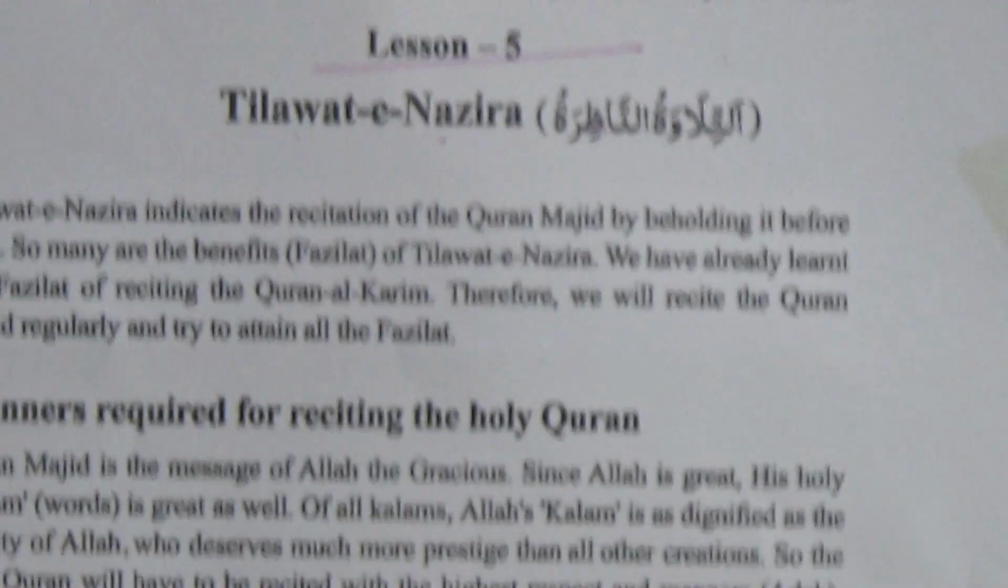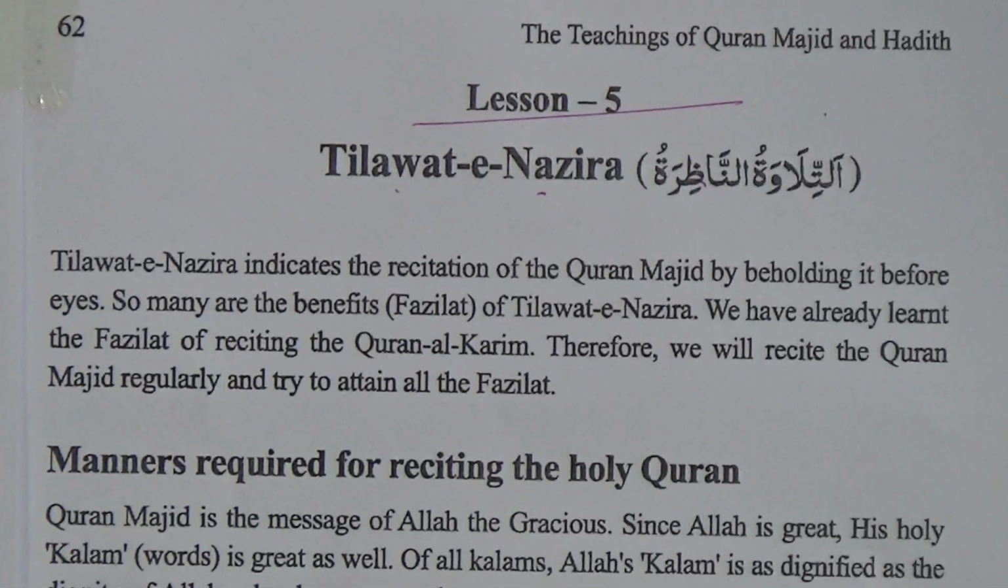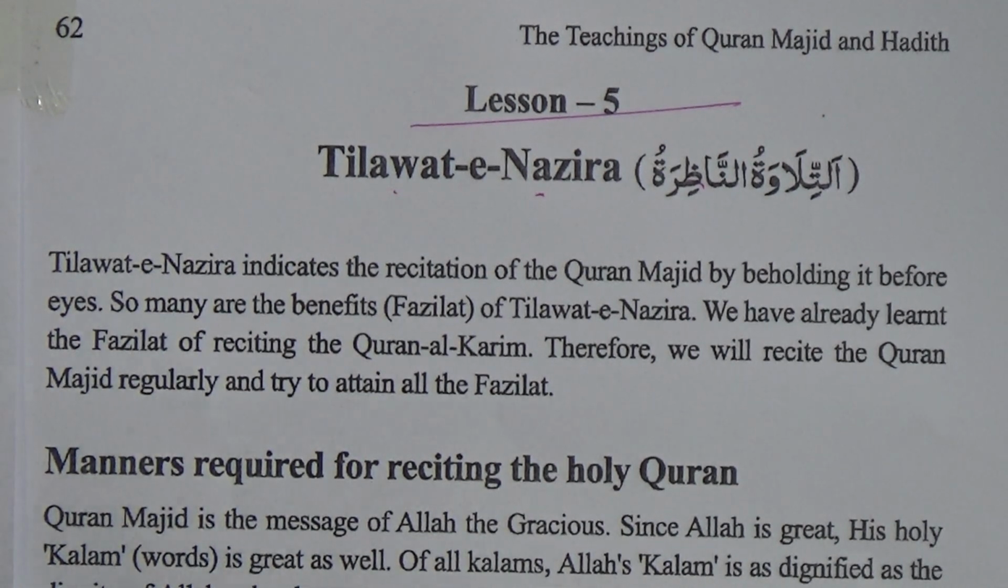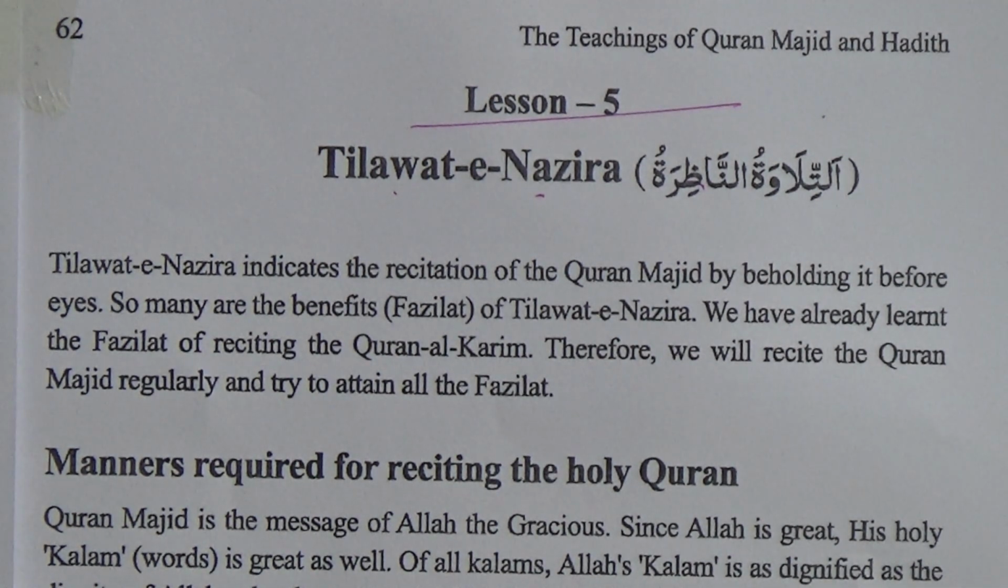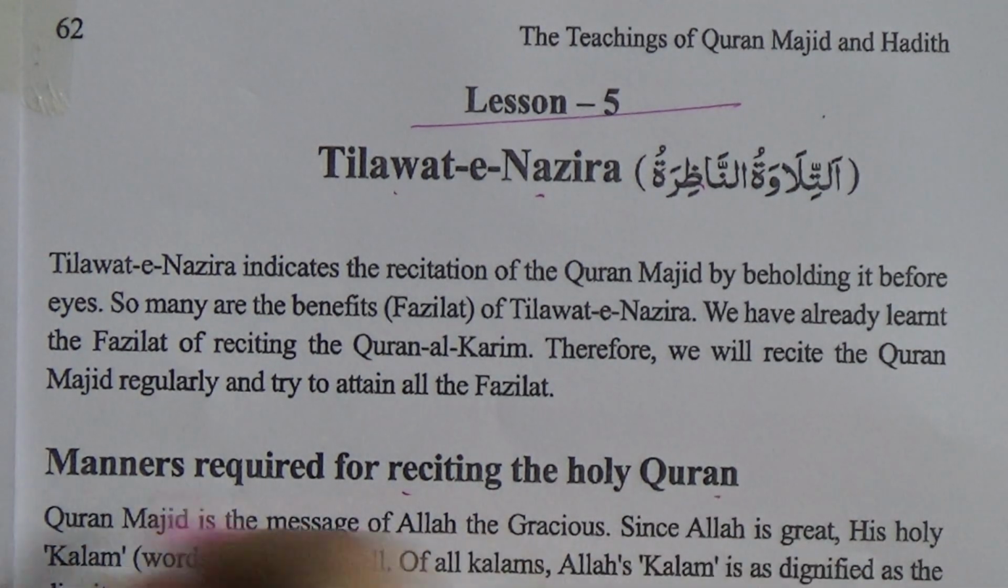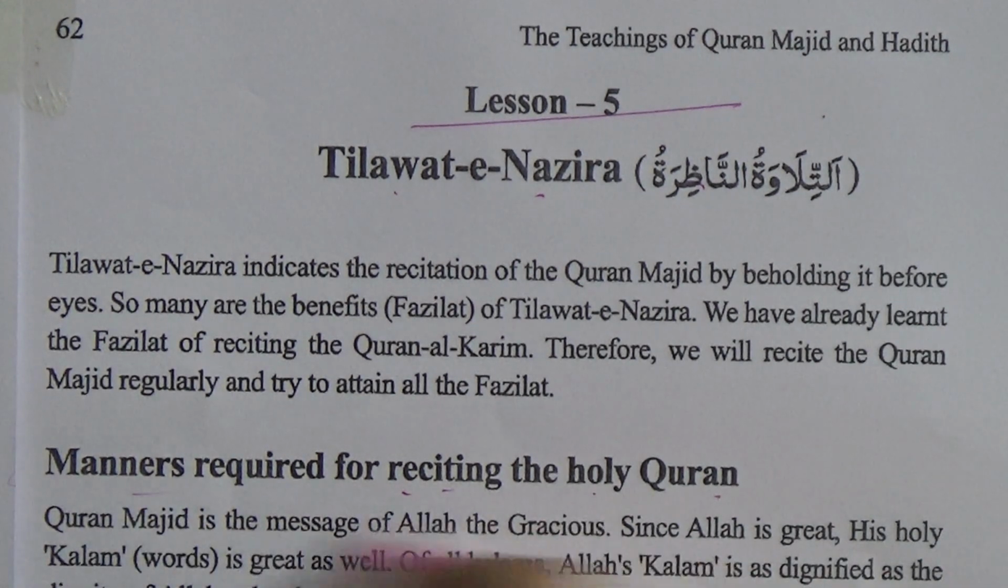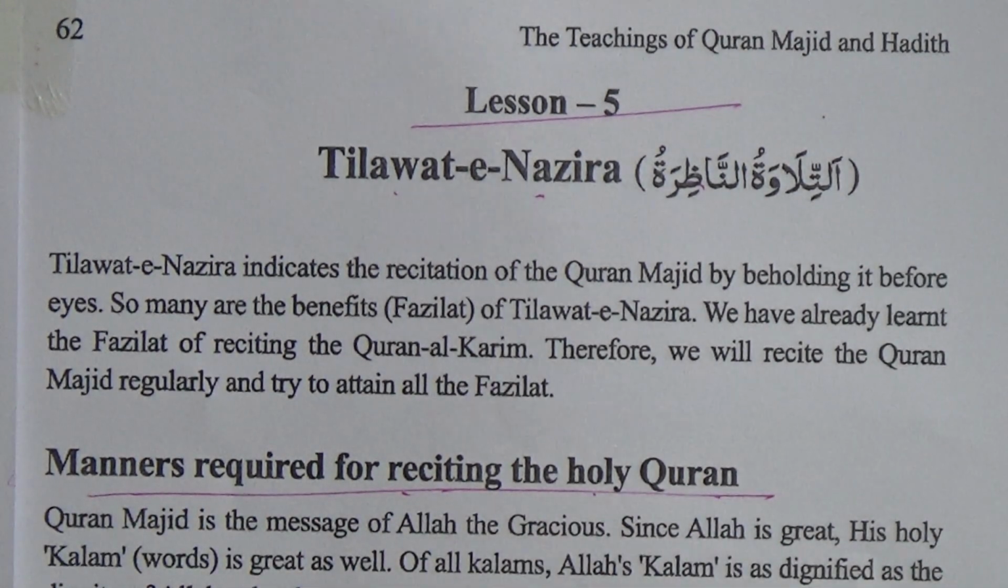It is lesson 5, tilawate nazira. What is tilawate nazira? Tilawate nazira means you have to read the Quran by looking. Okay, when you are reading the Quran by looking, it is called tilawate nazira. And here are some manners of reciting the Holy Quran: to sit in a sacred place after doing ablution completely. Okay, these are the manners of reciting the Holy Quran.